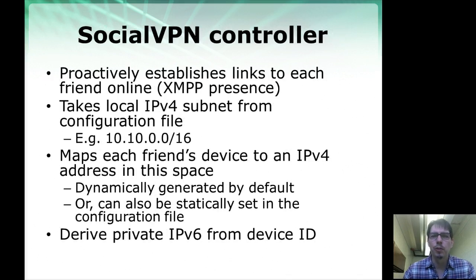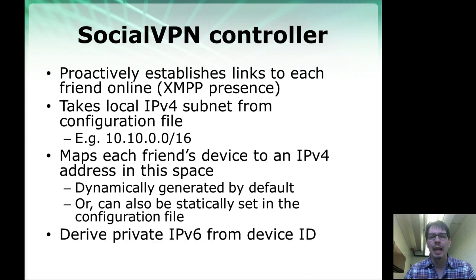So how does a social VPN controller work? Currently, the social VPN controller establishes for every user that's online, every user that sends an XMPP presence message through the XMPP service, social VPN will proactively create a tincan link with them. So when I log into the XMPP service, I'm going to send a message that reaches all my friends, and when they receive that message, they will all start creating a link to me. And that proactive link creation is good because it's expected I'm going to communicate with my friends, and at that point, I'll have already tincan links established with them.